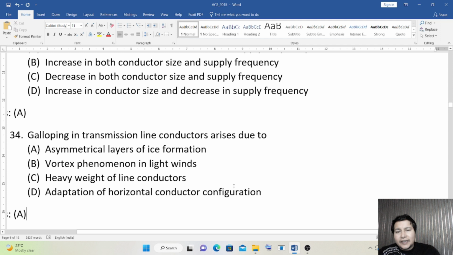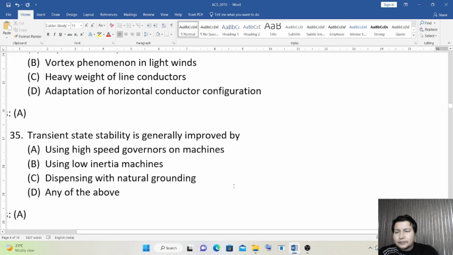Galloping in transmission line conductors arises due to asymmetrical layers of ice formation, vortex phenomenon in light winds, heavy weight of line conductors, adaptation of horizontal conductor configuration. So this we all know: asymmetrical layers of ice formation. Galloping means the conductor swings, and that happens mainly because of asymmetrical layers of ice formation.